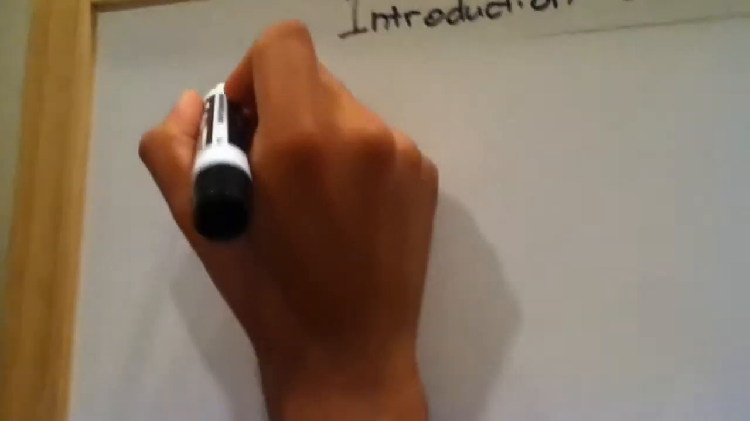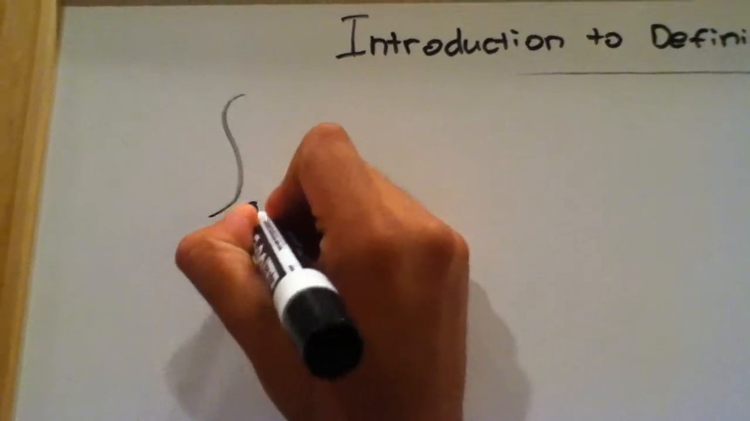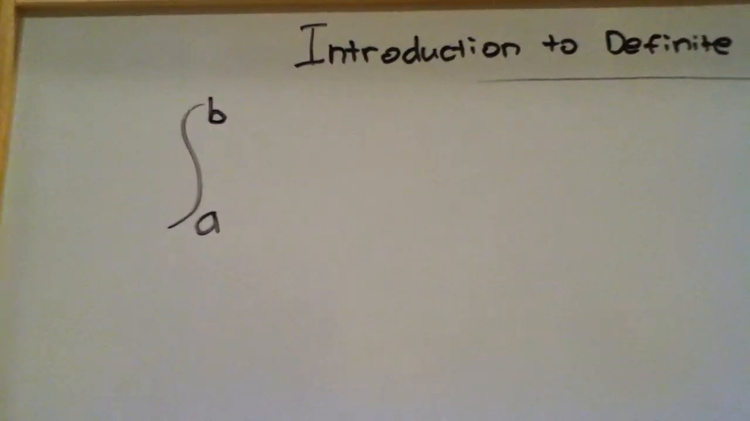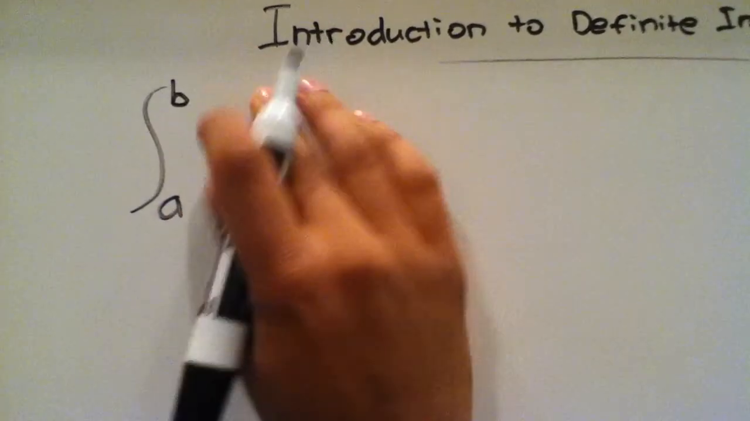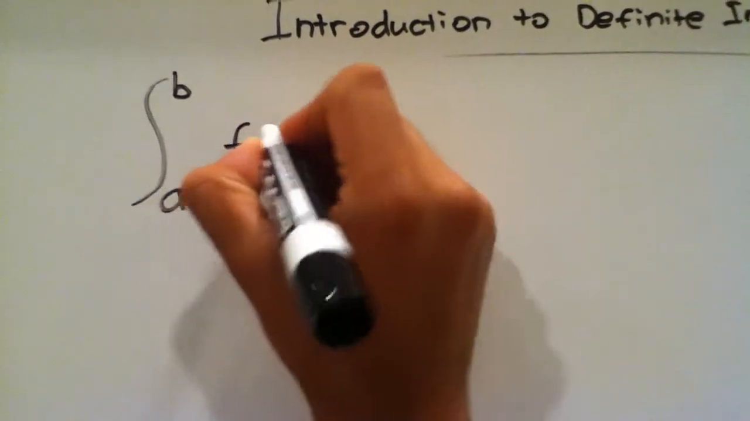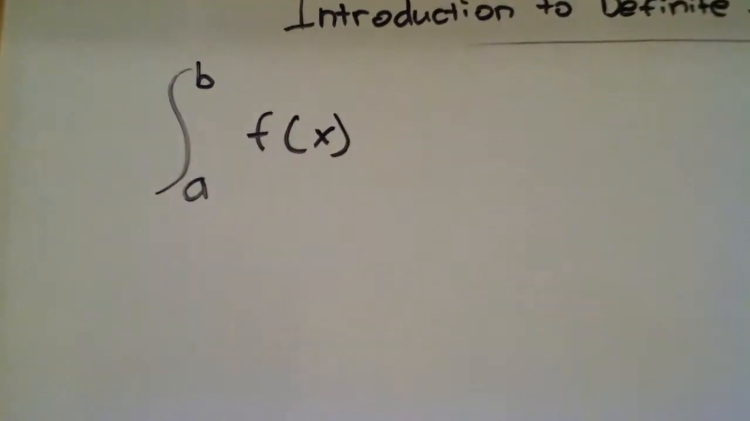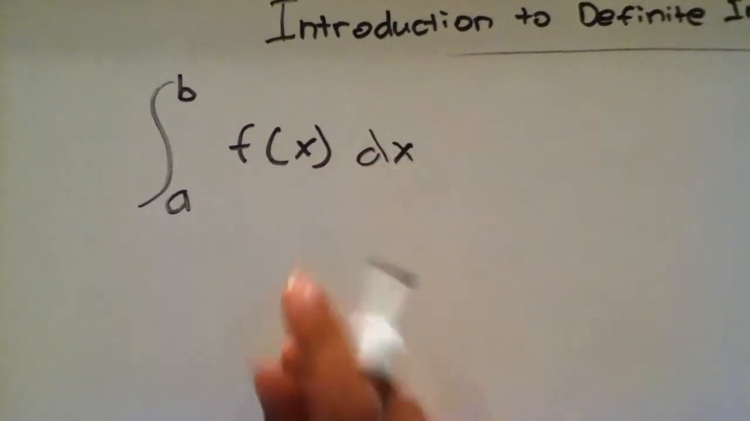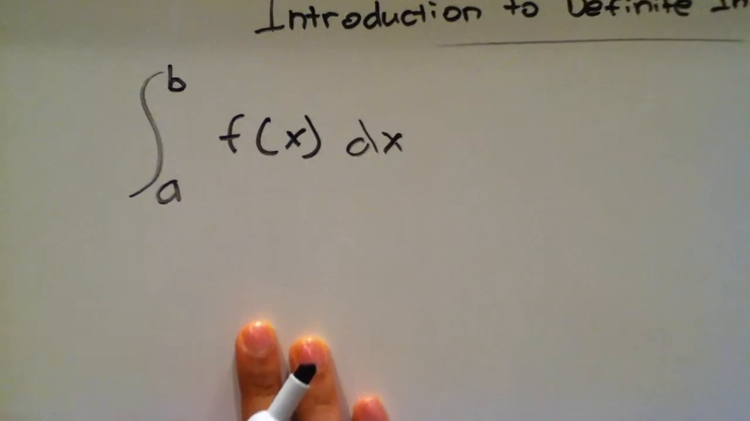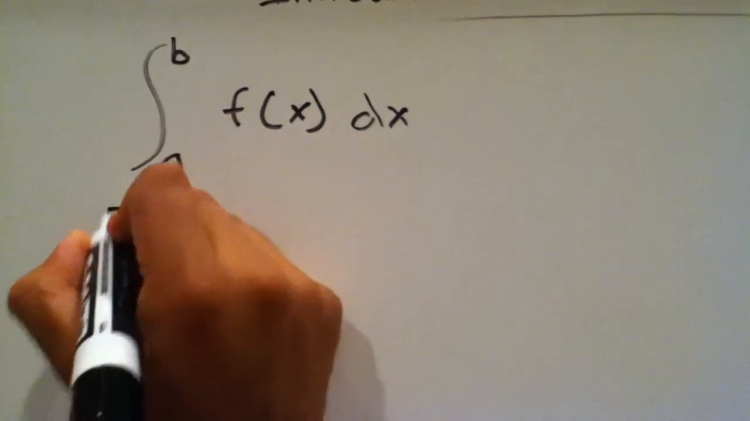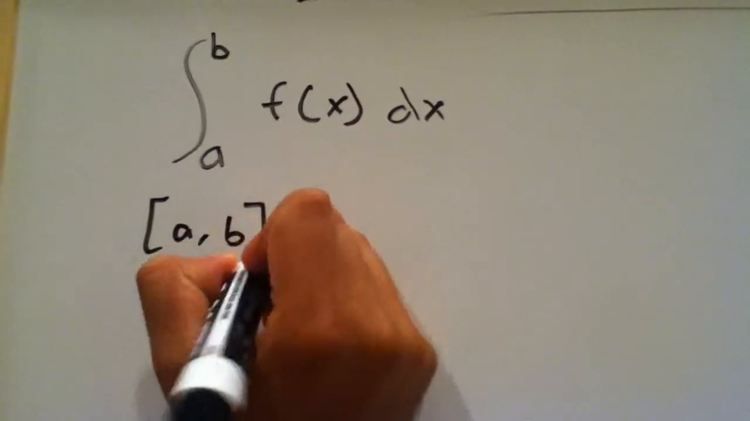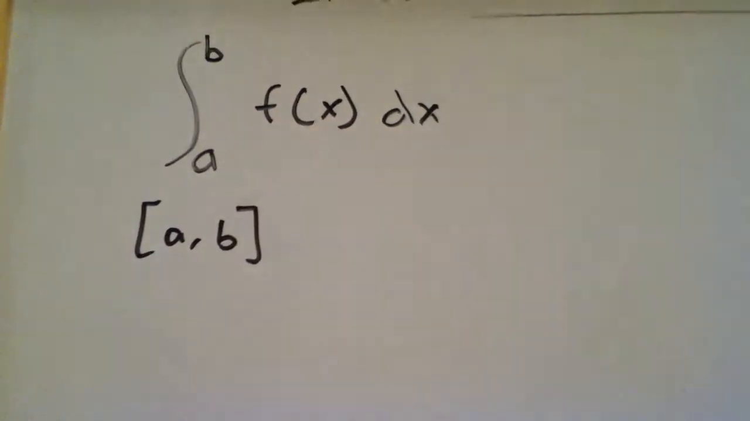And integrals are very similar to finding area under a curve, but it's not exactly the same because integrals can be negative, whereas areas cannot. So this is the basic notation of an integral. You have a function and you're taking the integral of it on an interval from a to b, like that. That's the interval a to b.